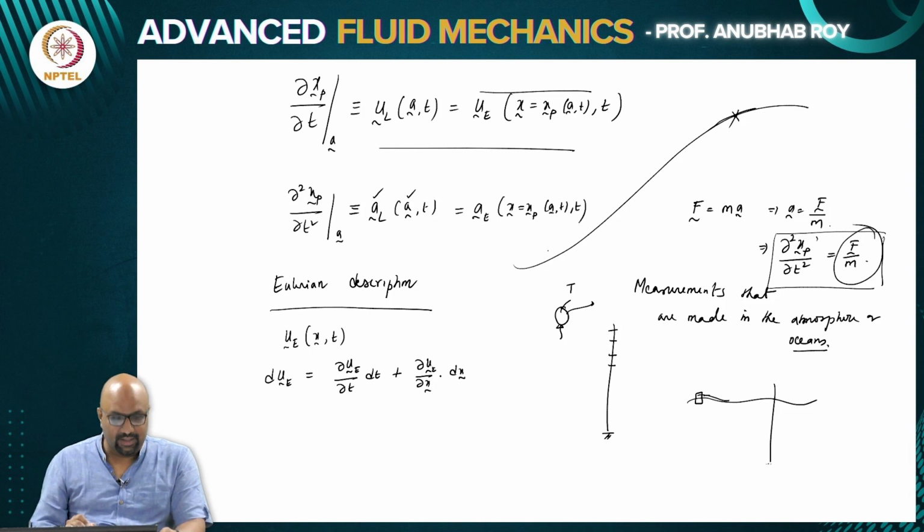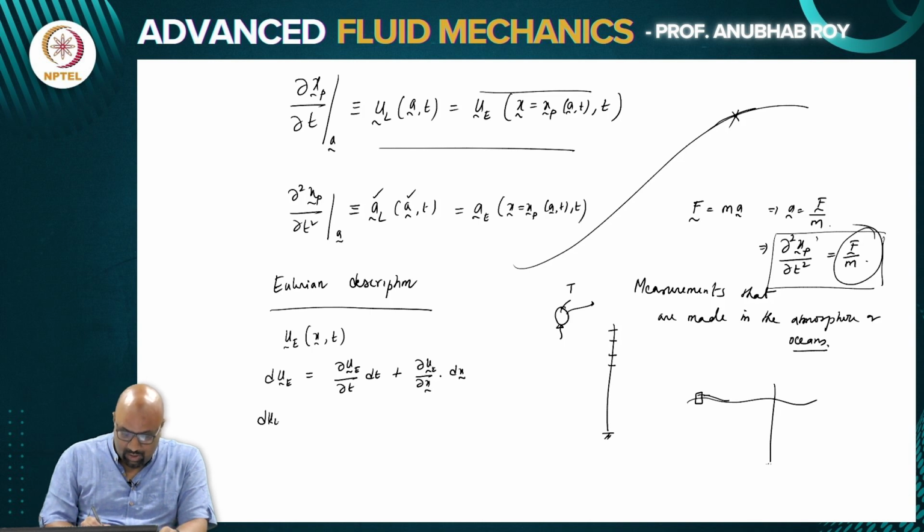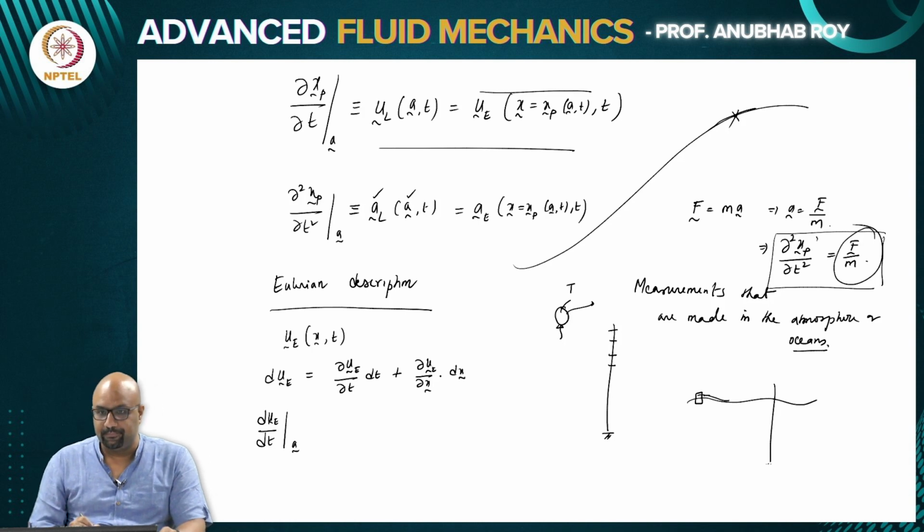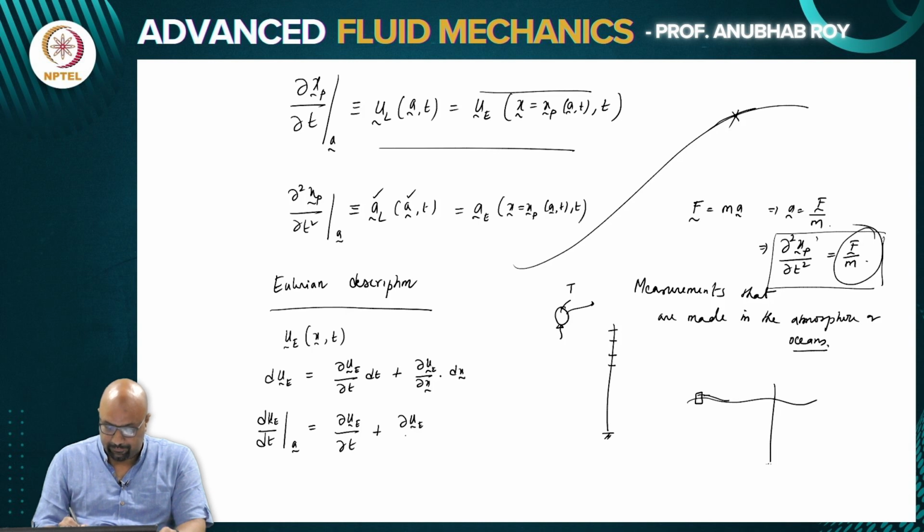So now if I want to find the acceleration, I want to find out this quantity at a fixed location. What is the rate of change of the velocity, the Eulerian velocity that I am measuring? So I am defining a time derivative for when it starts from an initial position A. So this would be ∂u_E/∂t plus ∂u_E/∂x dotted with ∂x_p/∂t at a fixed value of A.